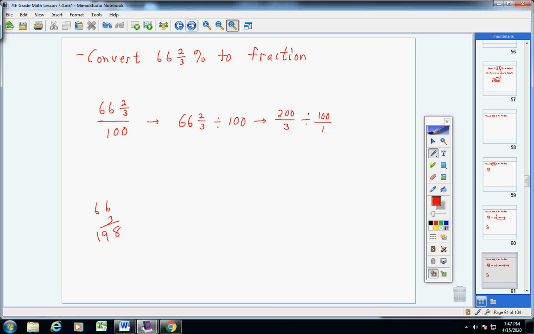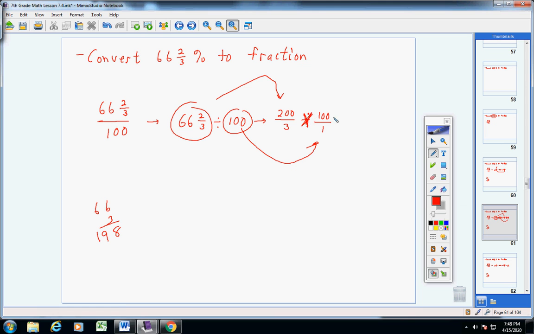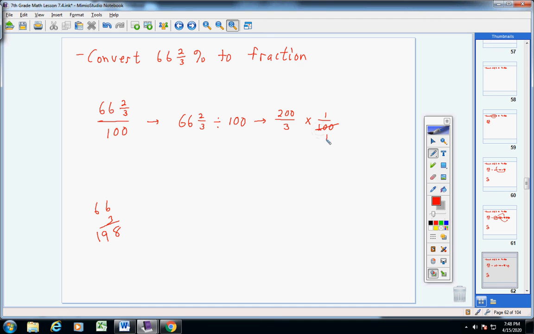Now the 100, that goes over 1. So this became this. This became this. Okay? Now, we know how to multiply or divide fractions. We're going to flip this and multiply. So there we go. This becomes multiplication, and I'm going to flip this fraction. Now, guys, whenever you can cross cancel, 100 goes into both of these numbers. 100 goes into 100 once, and 100 goes into 200 twice. 2 times 1 is 2. 3 times 1 is 3, so your answer is 2/3.